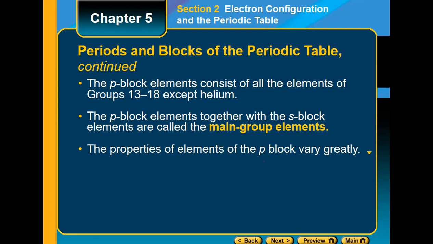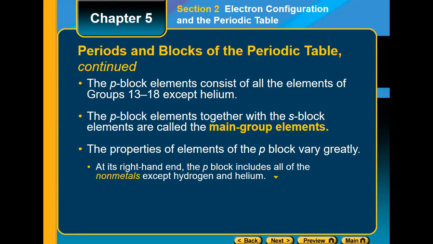Here we see that the properties of the elements of the P block vary greatly; we have a lot of variety. Most of them are non-metals, and some of them are metalloids, which means they are semi-metals and have some properties of both. The right-hand side of the P block includes all the non-metals except hydrogen and helium, because hydrogen is a non-metal but is found on the left, above group 1. Helium is a noble gas and doesn't belong to the P block.